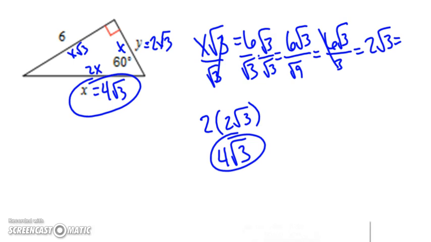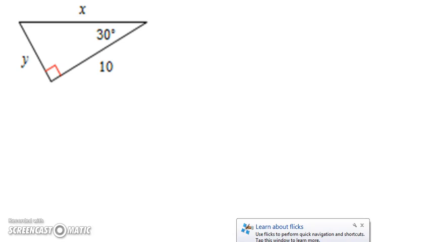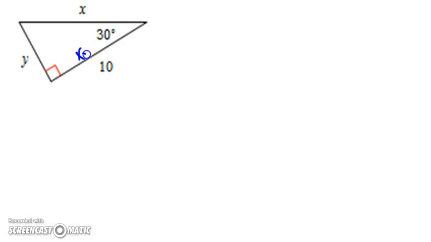Okay, there's a bunch of different types of examples you can do for 30, 60, 90. So we'll look at a couple here where we're given radicals, or may have to work with radicals. So again, similar to the last one, we're given x radical 3. We need to find x. We need to find our hypotenuse.